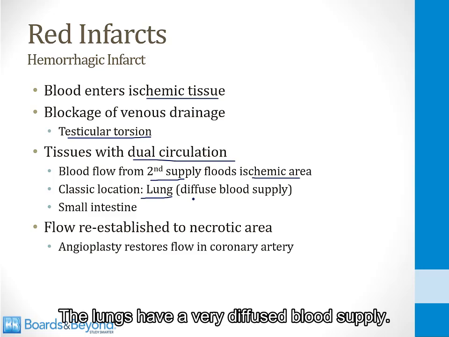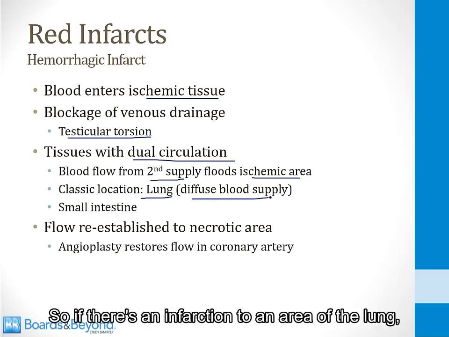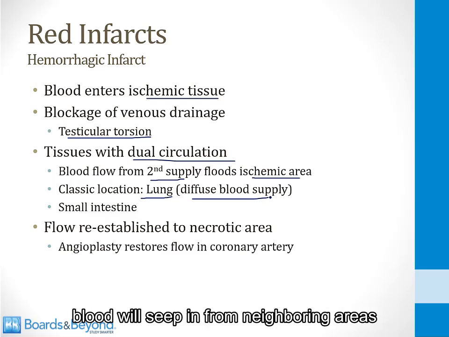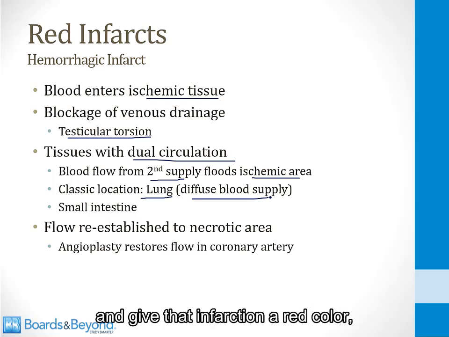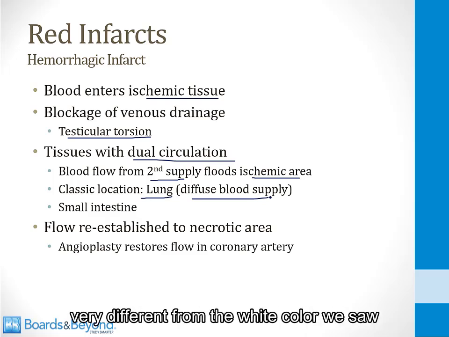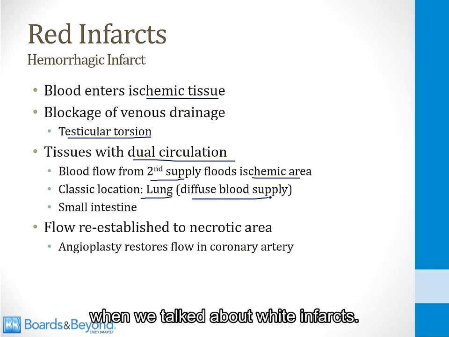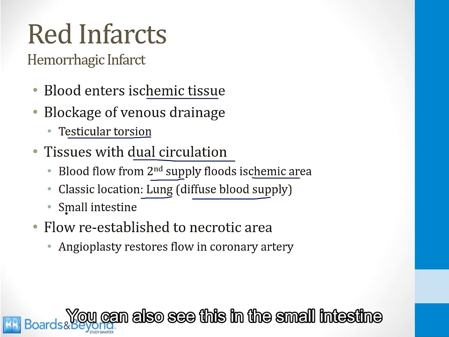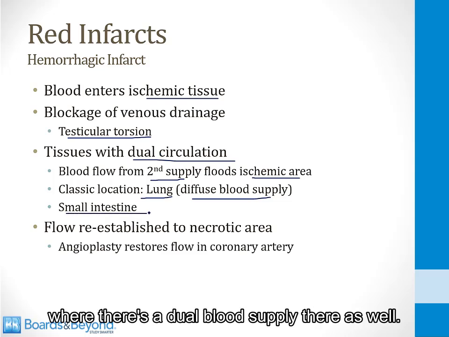The lungs have a very diffuse blood supply, so if there's an infarction to an area of the lung, blood will seep in from neighboring areas and give that infarction a red color, very different from the white color we saw when we talked about white infarcts. You can also see this in the small intestine where there is a dual blood supply there as well.